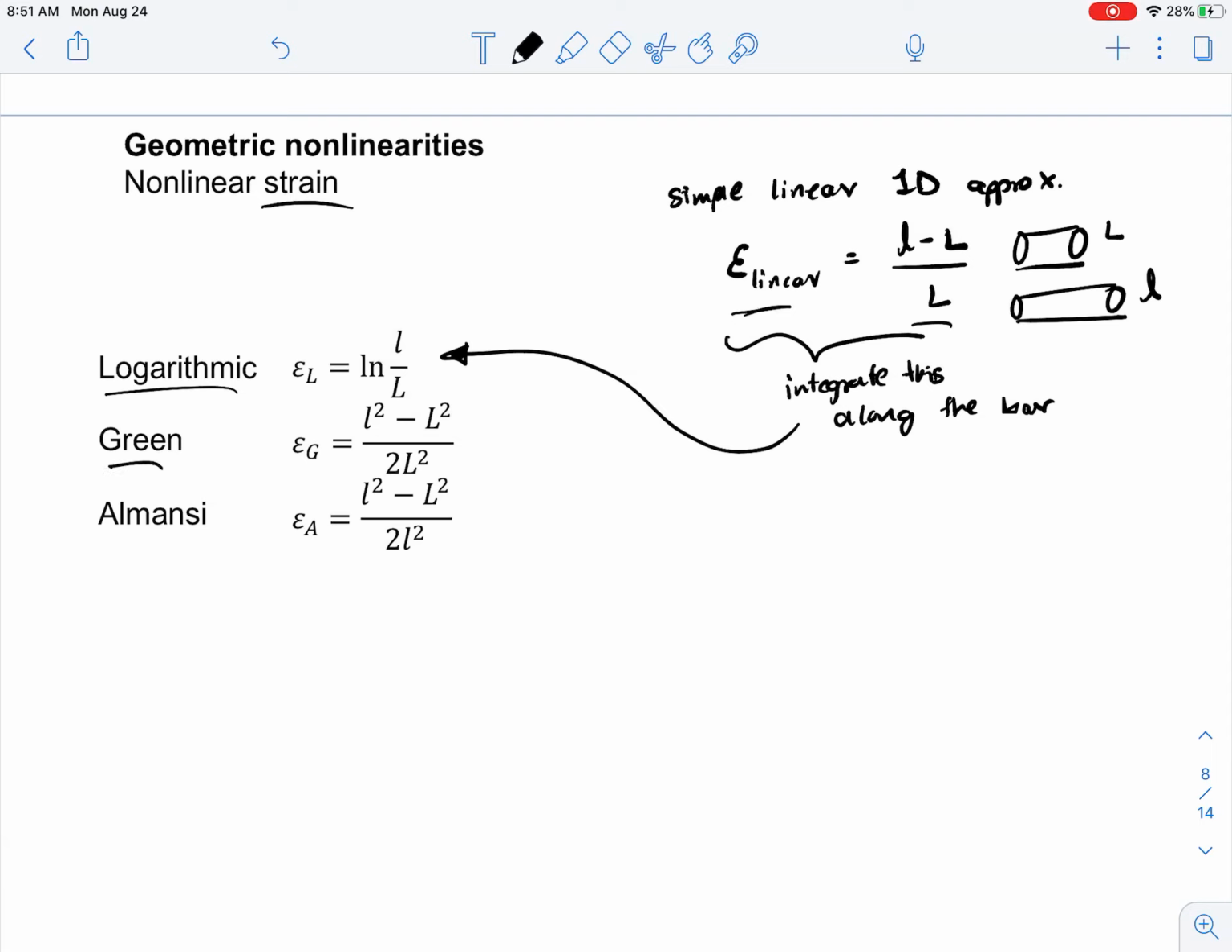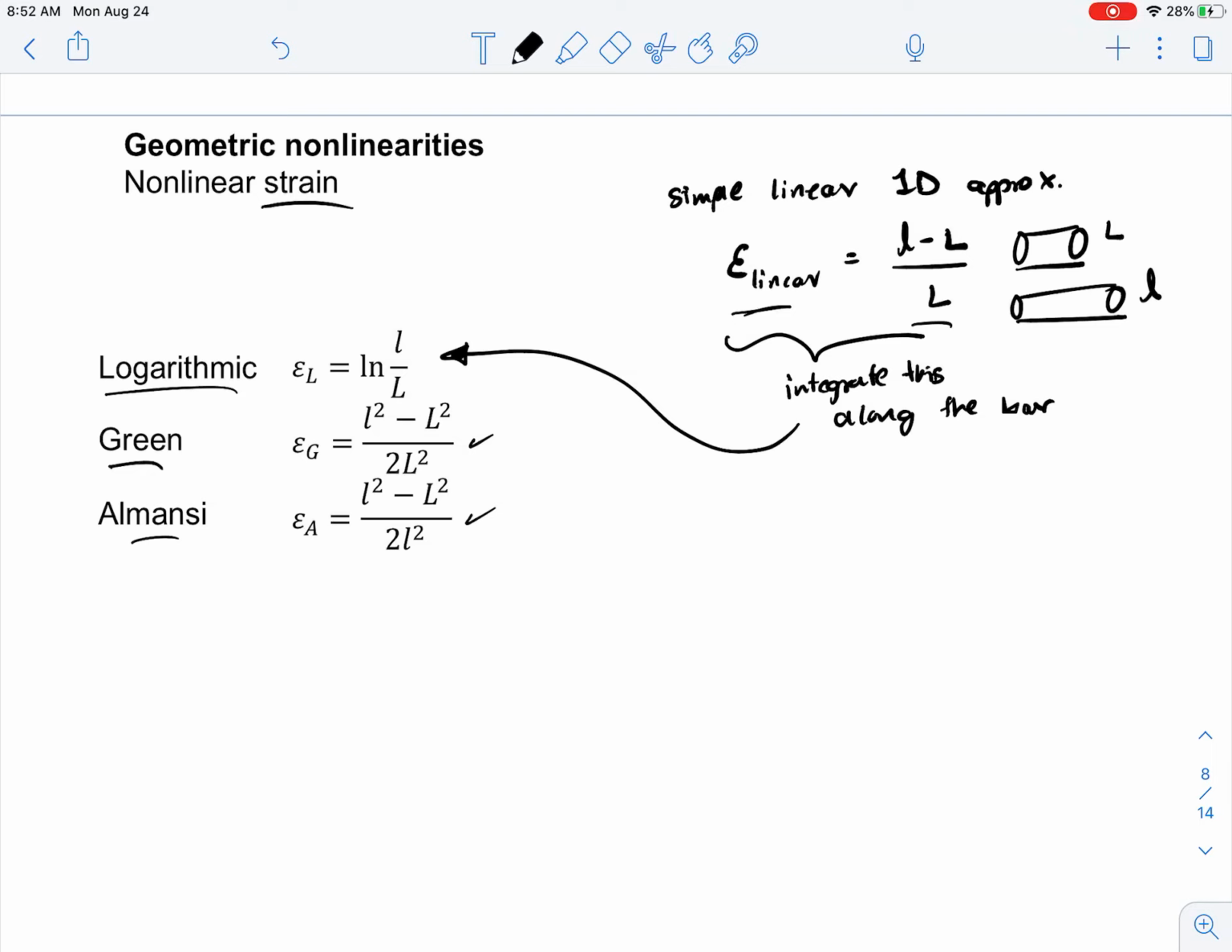And then the ones that are going to make more sense later on, but just take them for granted right now, are this Green strain or Almansi strain. And these are just basically the difference of the square of the lengths divided by the square of the length. And if it's divided by the reference length or divided by the deformed length, you're going to get something slightly different. And yeah, again, we'll talk more about this, but just take it for granted right now that these are better definitions of the strain. So these and these will come up naturally later on. But these are just better.